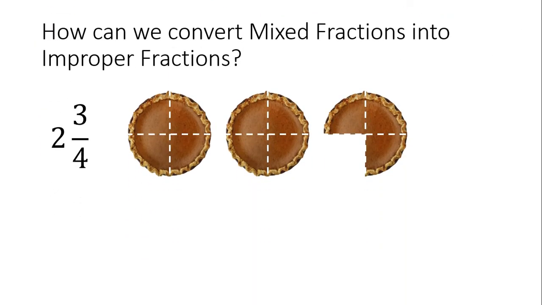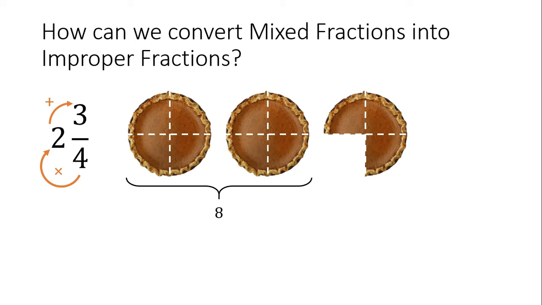In this case, we've got 2 3/4. So what's the first step? First step is multiply the denominator by the whole number. Why? Because what we're doing is figuring out how many pieces are in the wholes. Here's our wholes. There are 2 whole pies, and there are 4 pieces in each. 2 times 4, 8.